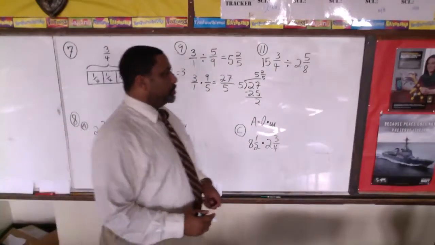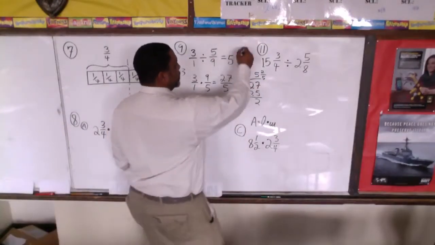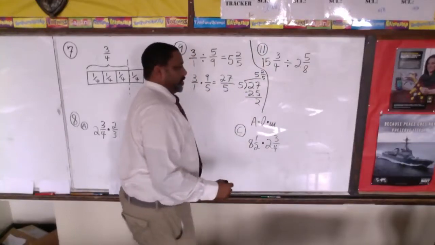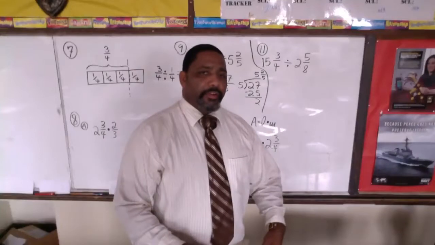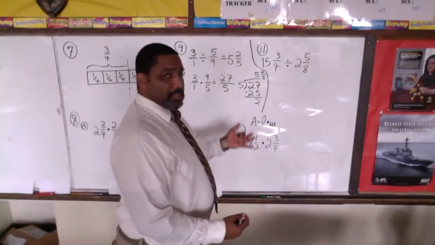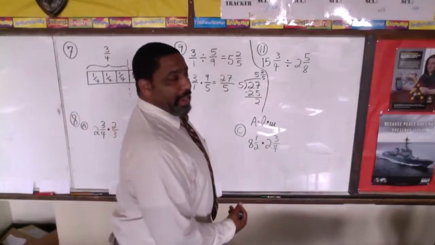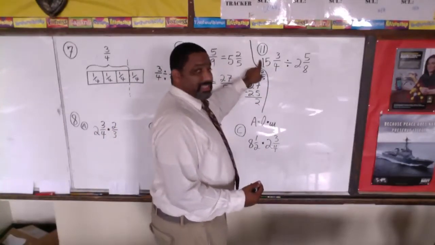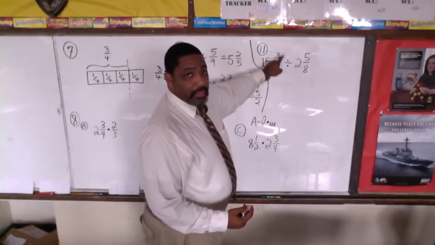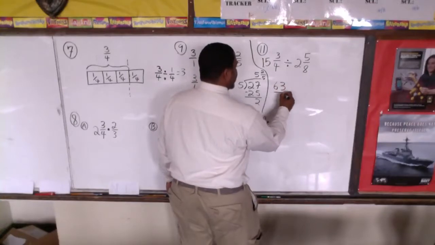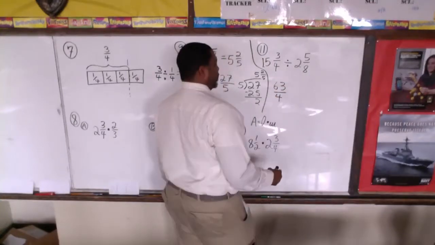Number 11. Here we have some mixed numbers that we will need to convert to improper fractions. And remember, to convert a mixed number to an improper fraction, you have to make it MAD: multiply, add, and put your denominator back in place. So we're going to start with 4 times 15, which gives us 60, plus 3 gives us 63. And we put the denominator that was already there, 63/4.